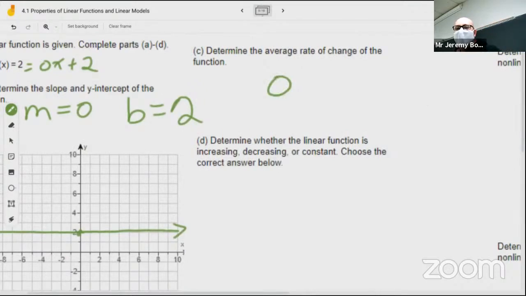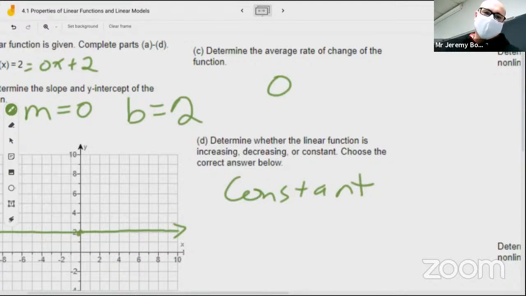And then if we want to know if it's increasing, decreasing, or constant, the slope is 0. That's not positive, so it's not increasing. It's not negative, so it's not decreasing. So this one is constant. Makes sense. The function is just equal to a constant number. Any questions on that?